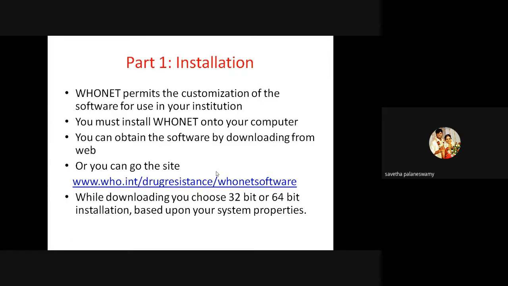I think so. So next, while you're downloading the software, it will show you whether you want to do a 32-bit installation or a 64-bit installation. So how are you going to select this? For this, you have to check your laptop or desktop properties and check whether your system is supporting 32-bit or 64-bit. According to that, you have to install the software.